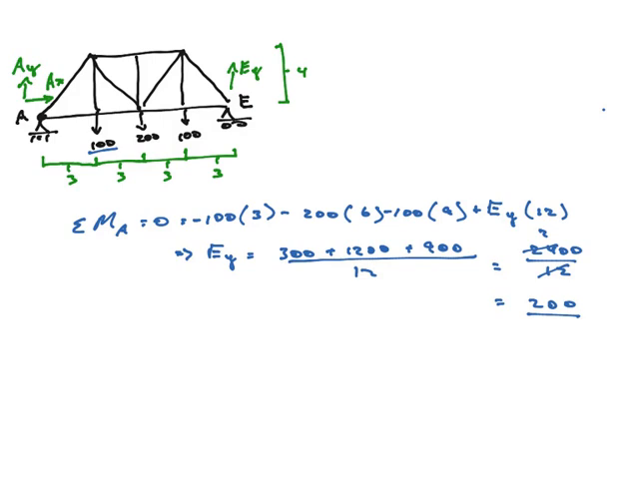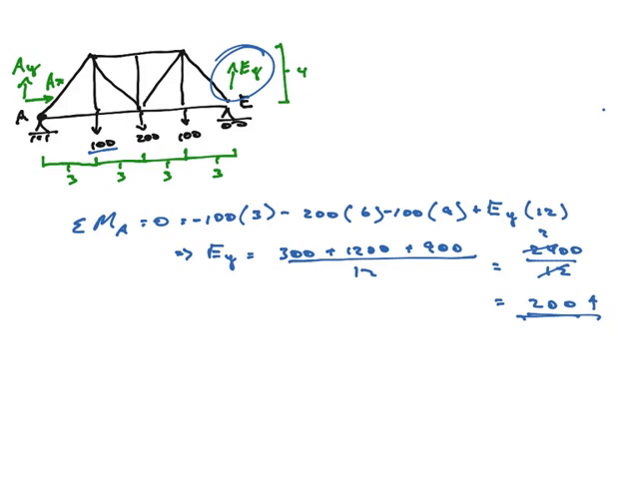The positive answer does not tell me the direction. What it tells me is the direction I guessed is correct. In this case, I guessed EY to be upwards. Because I got a positive answer, that means the upwardsness is correct. So it is indeed up. So there's my first reaction. EY, the reaction at E, the roller, is 200 newtons in the upwards direction.